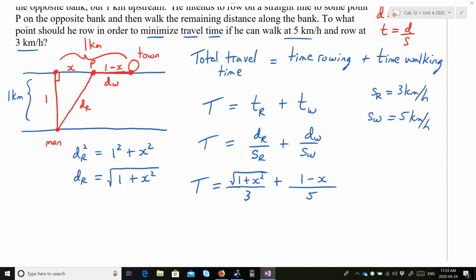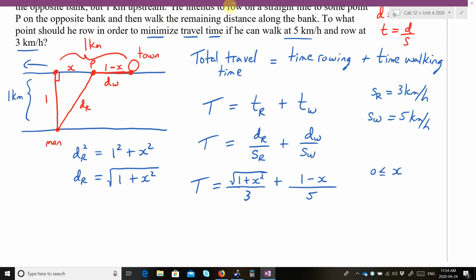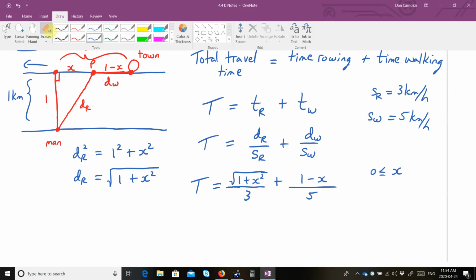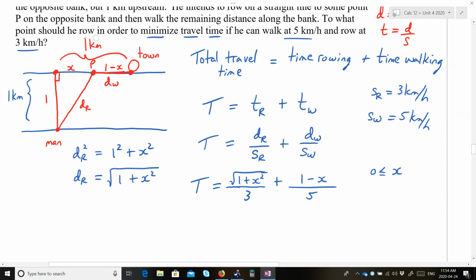Okay, and there's our total travel time function, and we want to minimize that. Okay, so we want to find the smallest travel time. So we should come up with an interval for our x value there. X has to be greater than or equal to 0 because we wouldn't want to send point P this way, right? That wouldn't make any sense. Moving away from the town, we're going to be wanting to head to the right. Okay, so X has to be greater than or equal to 0 and less than or equal to 1.